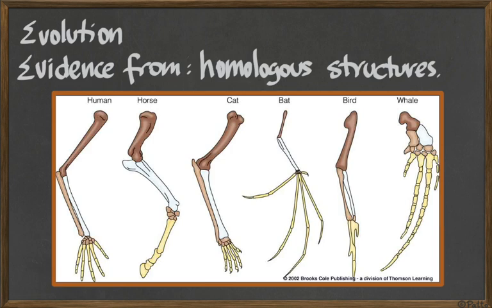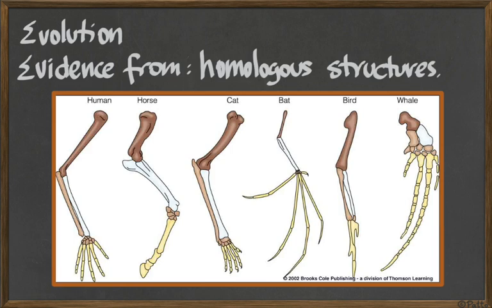For example, the arms of vertebrates. Every vertebrate, birds and mammals especially, are going to have two bones in the forearm, one bone in the top above the elbow. They're going to have several little bones making the hands, and they usually have something around 5 fingers.